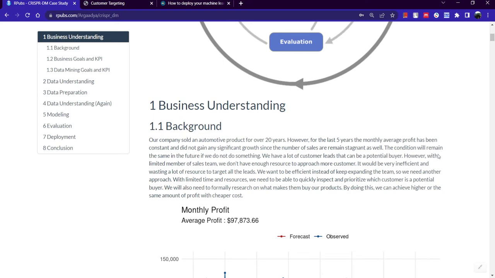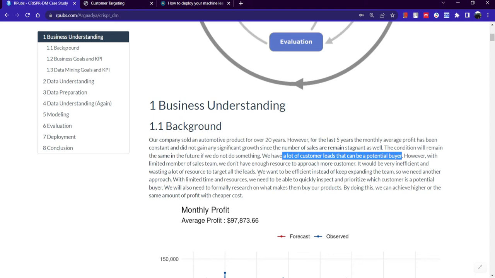And in order to do something, they have two options. The first one is to allocate more members to the sales team to approach potential customers, because they believe they already have potential buyers. But the problem is they don't have enough sales team. So this is the first option, and it would be very inefficient and waste a lot of resources to target all the leads. They have a list of customers, but targeting all of them is going to require a lot of resources.